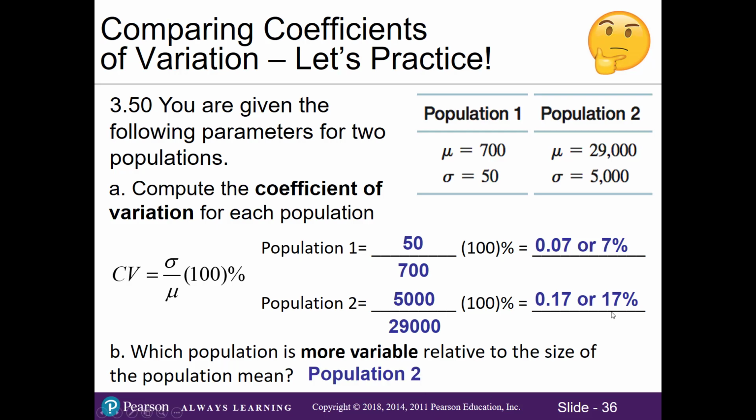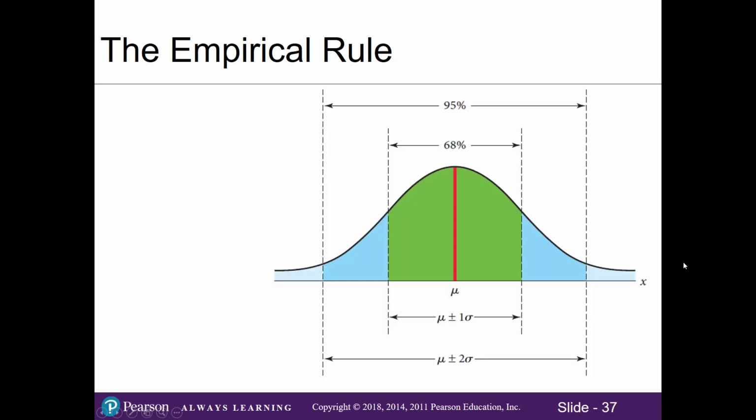Population 2 is because it's got 17%, which is a higher number than our 7% from population 1. The empirical rule is another useful rule to understand our data when our frequency distribution is bell-shaped. Recall in Chapter 2, when we were calculating frequency distributions, some of them were shaped symmetrically like a bell. According to the empirical rule, our population mean is in the center here.